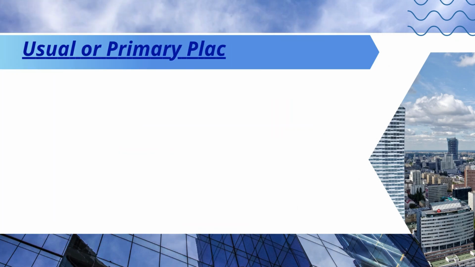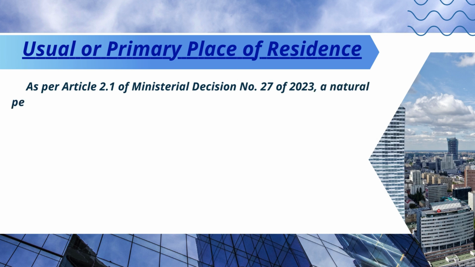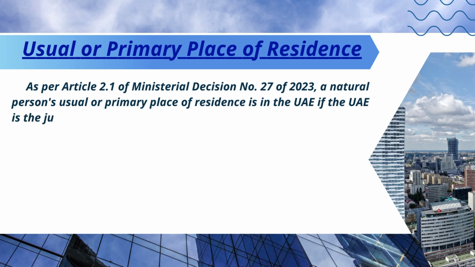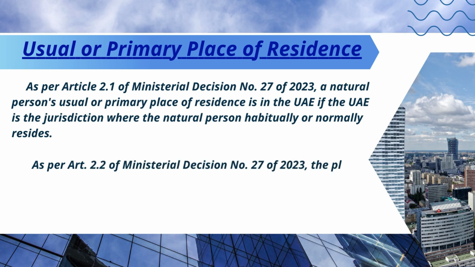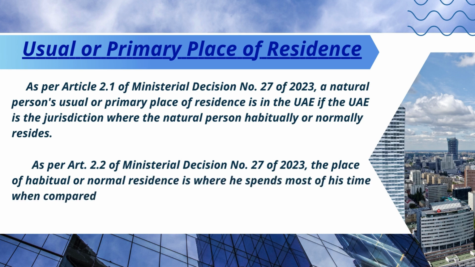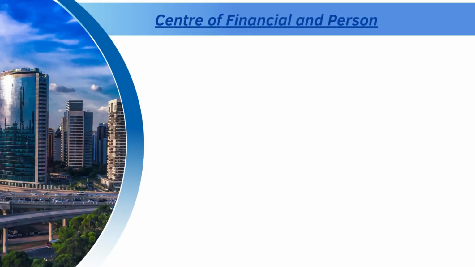Usual or primary place of residence. As per Article 2.1 of Ministerial Decision No. 27 of 2023, a natural person's usual or primary place of residence is in the UAE if the UAE is the jurisdiction where the natural person habitually or normally resides. As per Article 2.2 of Ministerial Decision No. 27 of 2023, the place of habitual or normal residence is where he spends most of his time when compared to any other jurisdiction as part of his settled routine in a way that is more than transient, that is short-term.